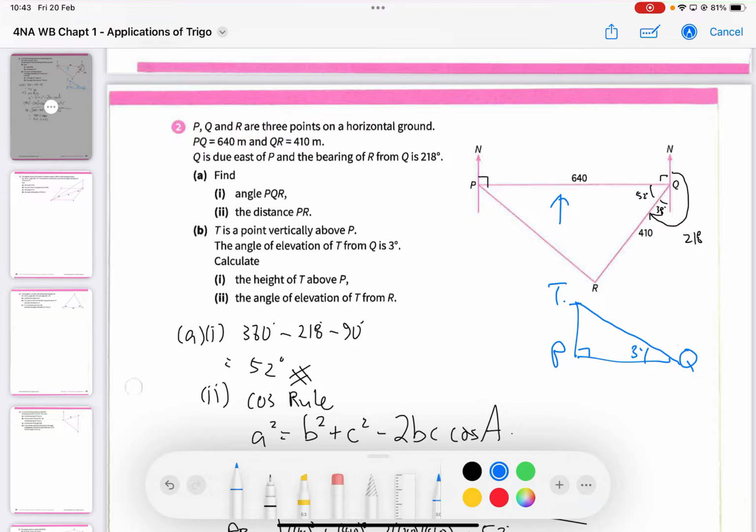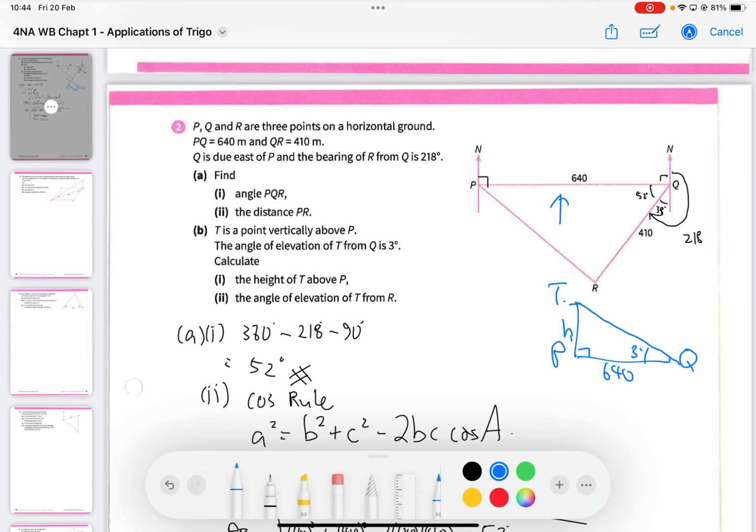Then you are asked to find the height of T above P. So if you want to find this side now, the height, then PQ, you still know the distance, 640. Okay? So they are putting the bearing problem together with an angle of elevation problem. Then it becomes flat. Then got something sticking out. So it becomes a three-dimension problem.